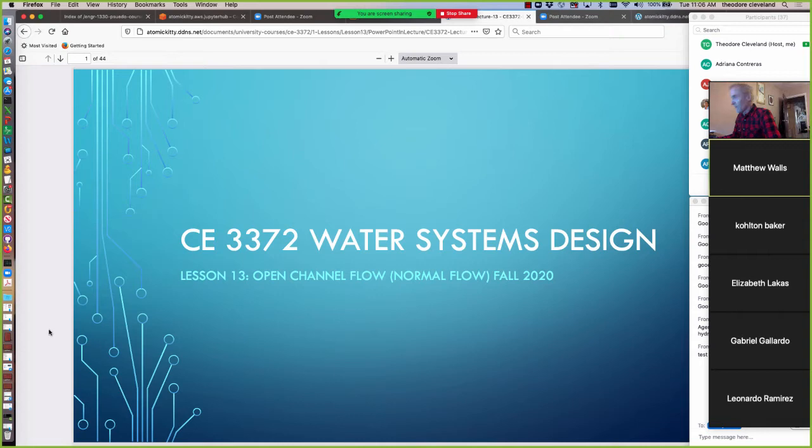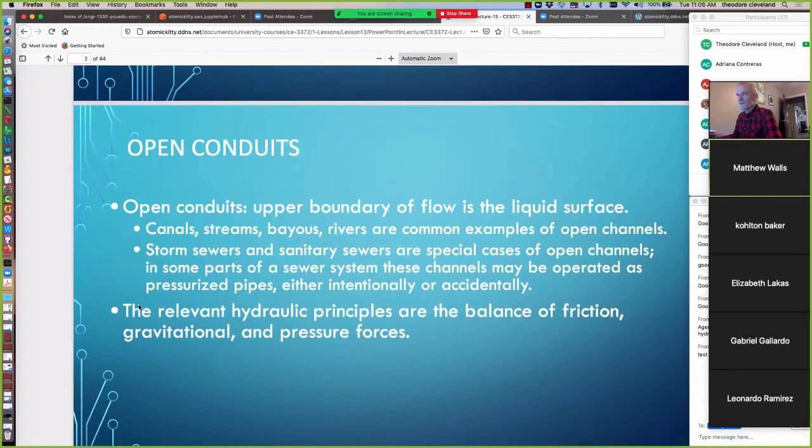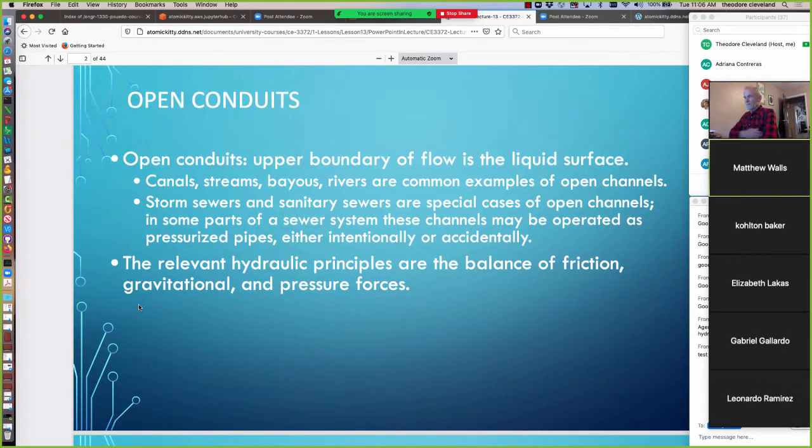So, buongiorno, everybody. Today's lesson is normal flow. Let's first review in our minds what's meant by the term open conduit. An open conduit is a conduit whose upper boundary of flow is the liquid surface. For closed conduits, the upper boundary of flow is the physical conduit itself, and essentially the difference is between pressurized and free surface flow. That's really what it comes down to.